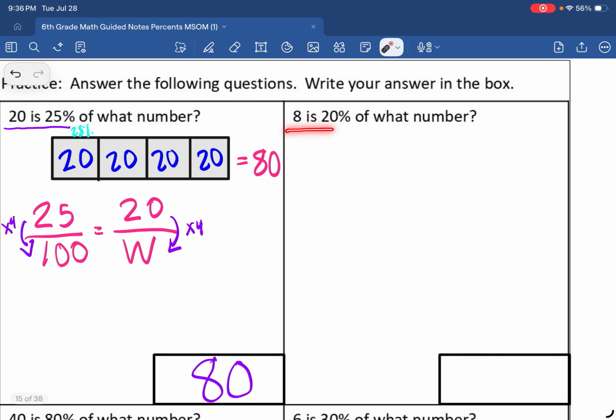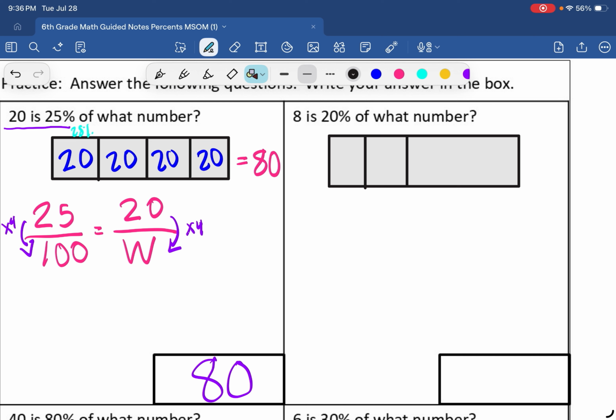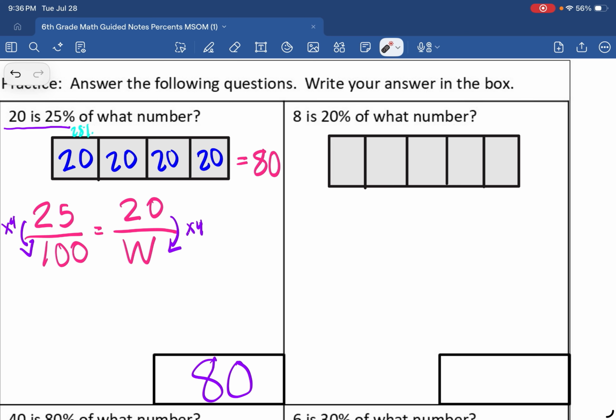8 is 20% of what number? So I need to model 20% on a bar model. I could divide it up into tens and use 2 sections because each would be 10%, or I can divide it up into fifths and use 1 section because each would be 20% because 20, 40, 60, 80, 100%. So this is 20% right here.